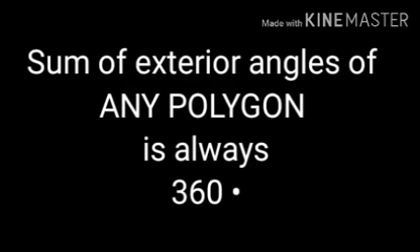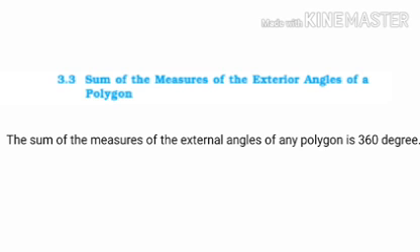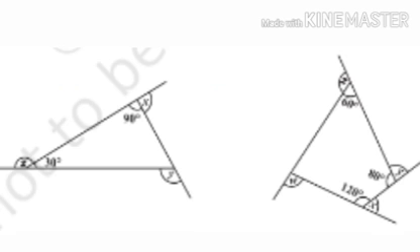Next is exterior angles of a polygon. The sum of exterior angles of any polygon is always 360 degrees. Be it any polygon, pentagon, hexagon, decagon, any polygon, the sum of exterior angles of that polygon will always be 360 degrees. Let's try to find out the measure of all the exterior angles of the given figures here.